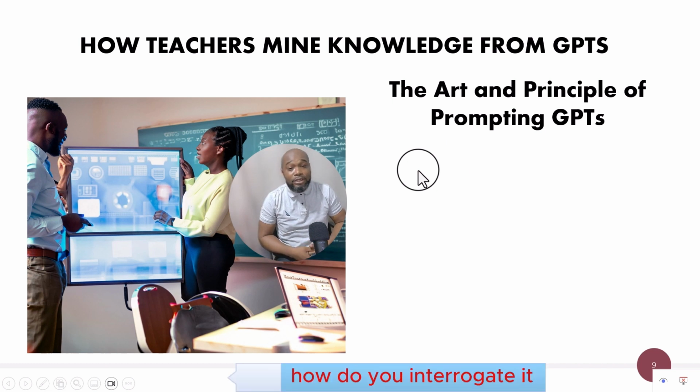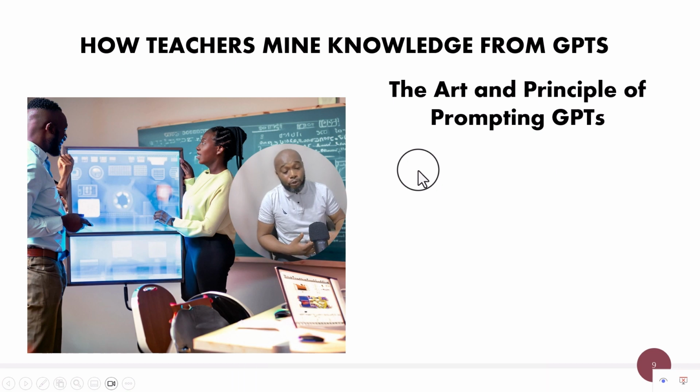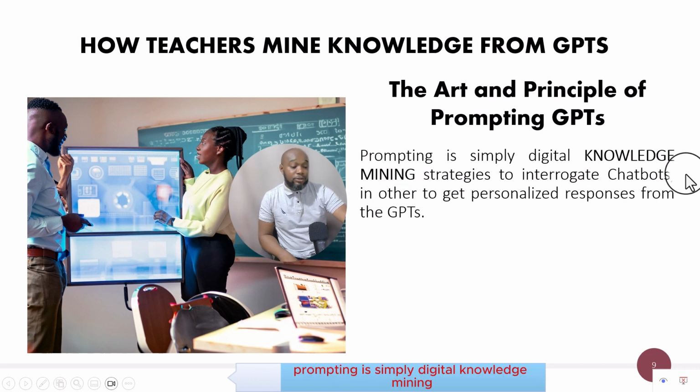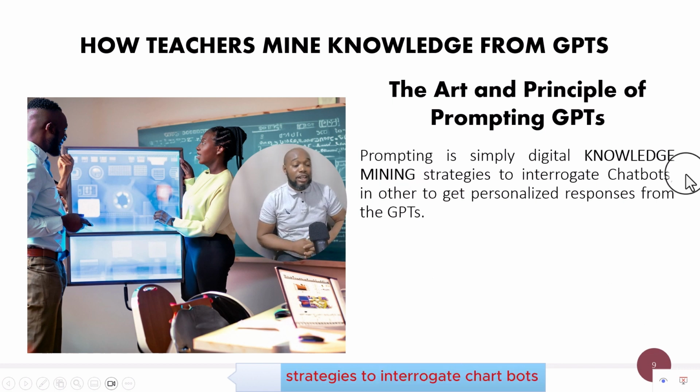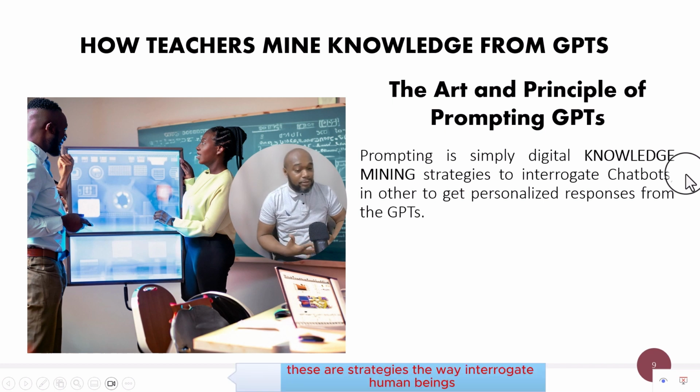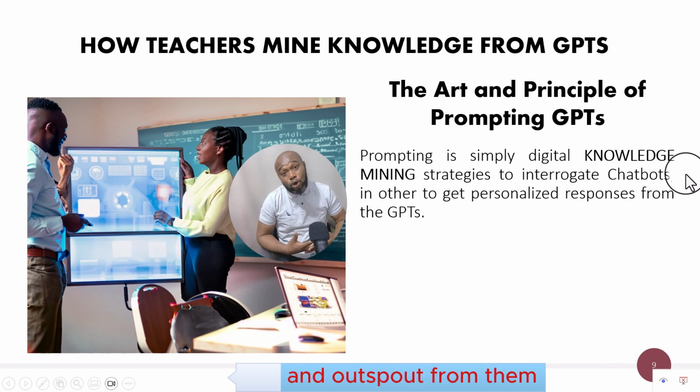How do you prompt it? How do you interrogate it? How do you ask questions and get a good response rather than allowing it to just hallucinate or give you answers that might not be very useful for you? So let's look at the definition. Prompting is simply digital knowledge mining strategies to interrogate chatbots in order to get personalized responses. So these are strategies. The way you interrogate human beings to get answers from them, the same way you interrogate these chatbots to get relevant, useful and efficient answers and output from them.